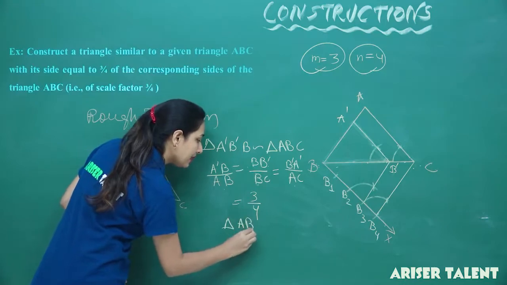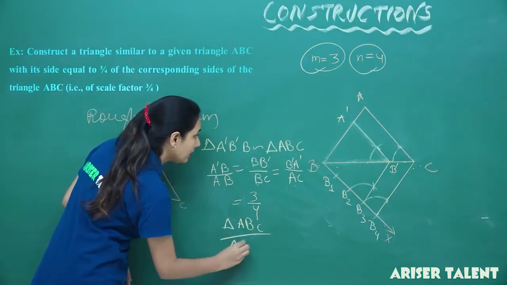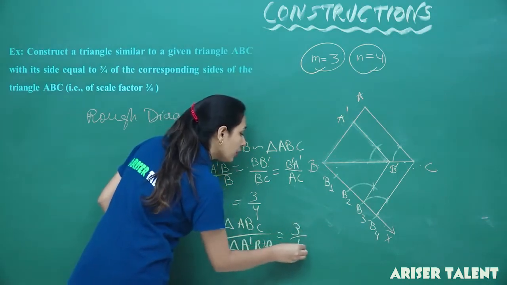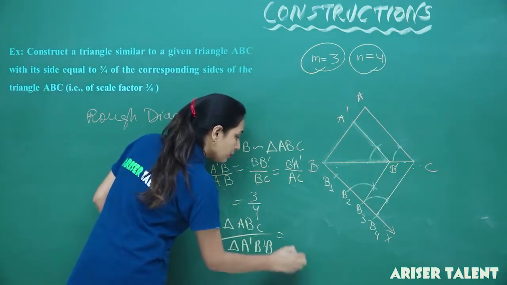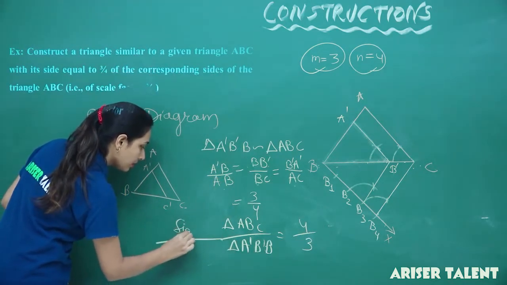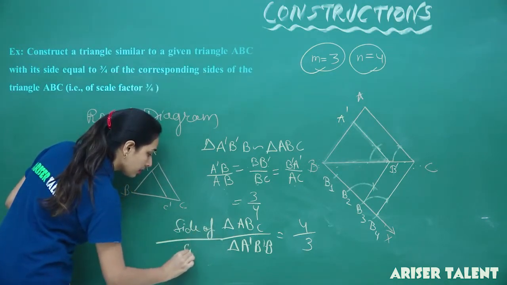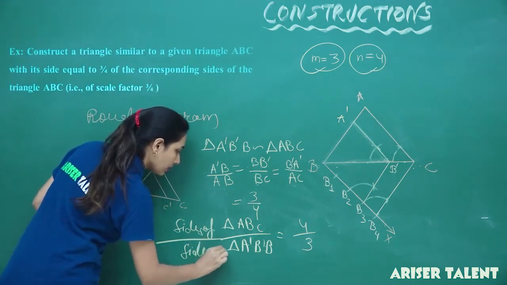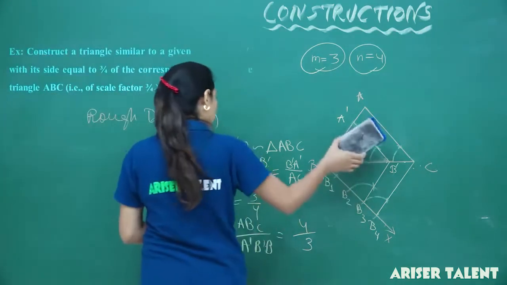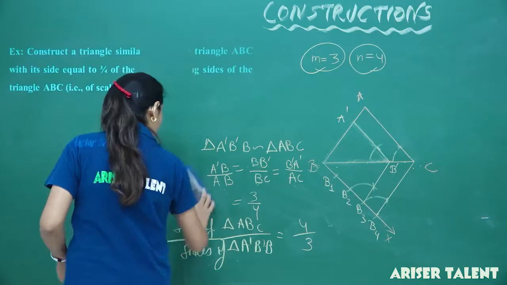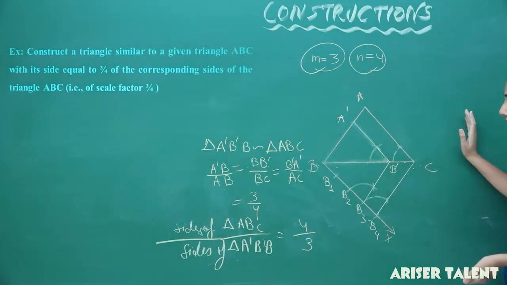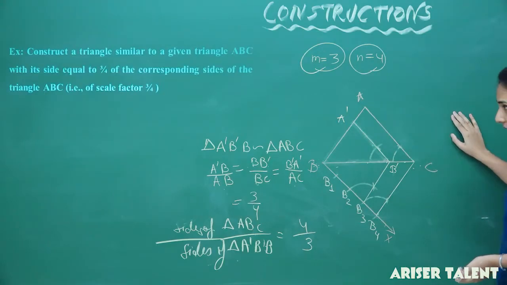So for triangle ABC by triangle A dash B dash B, I am talking about the sides only. The ratios of the sides will be like this only. Okay students, so this is my diagram I have from that. So this is the thing, so you have to note it. Note this, students.